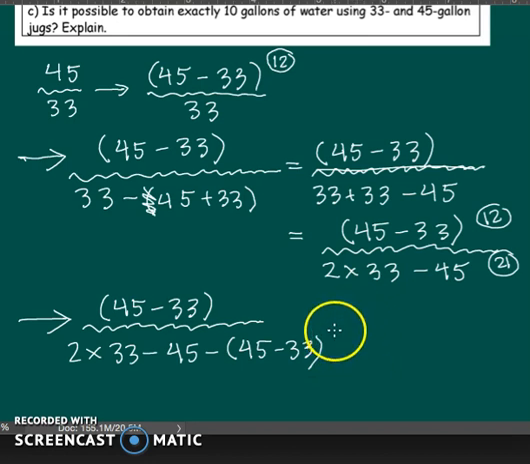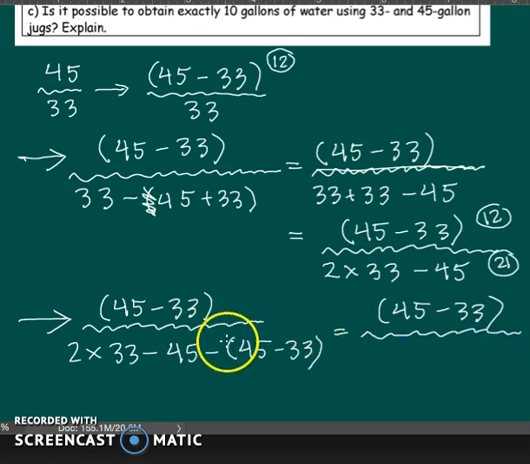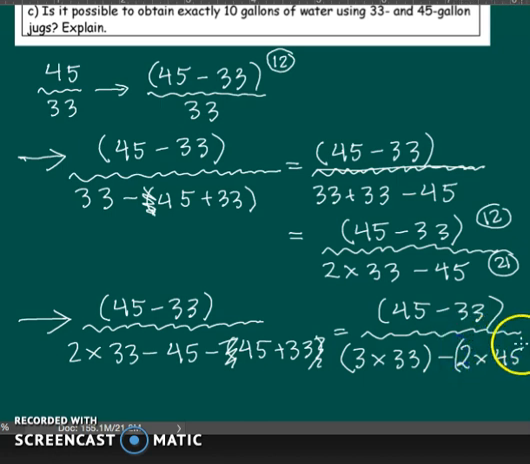And we're going to rewrite that once again. The top doesn't change, 45 minus 33. And here I am once again going to get rid of this bracket. This will turn into a plus. So now I've got 3 33s, as you can see. So I'm going to write 3 times 33, let's put it in brackets, and minus, I've got 2 minus 45s. So minus 2 times 45. Just like that.